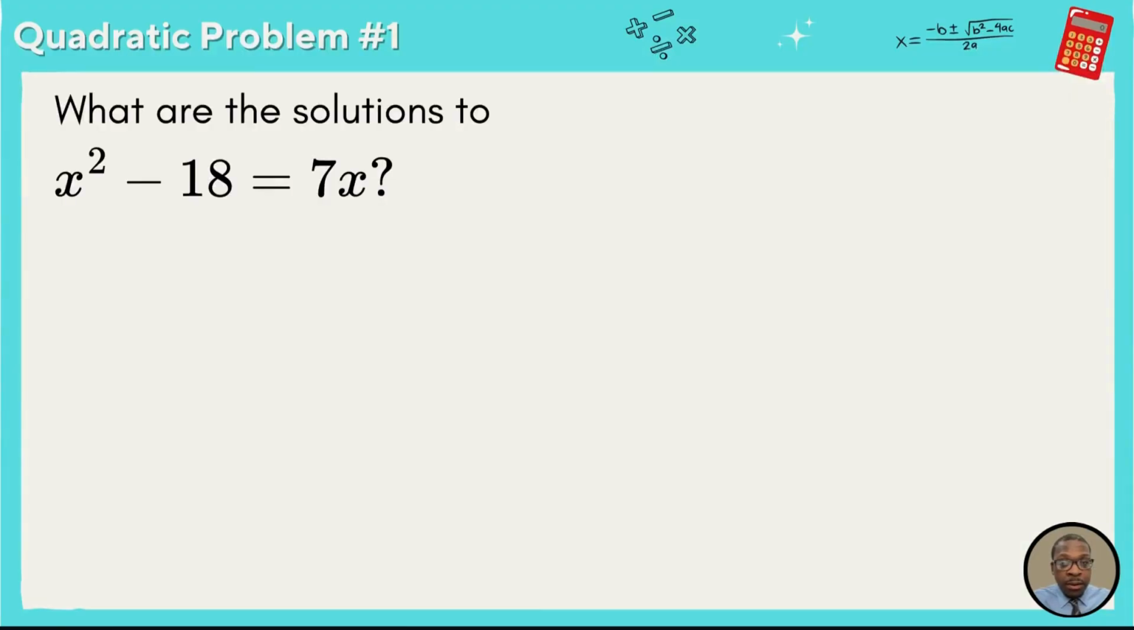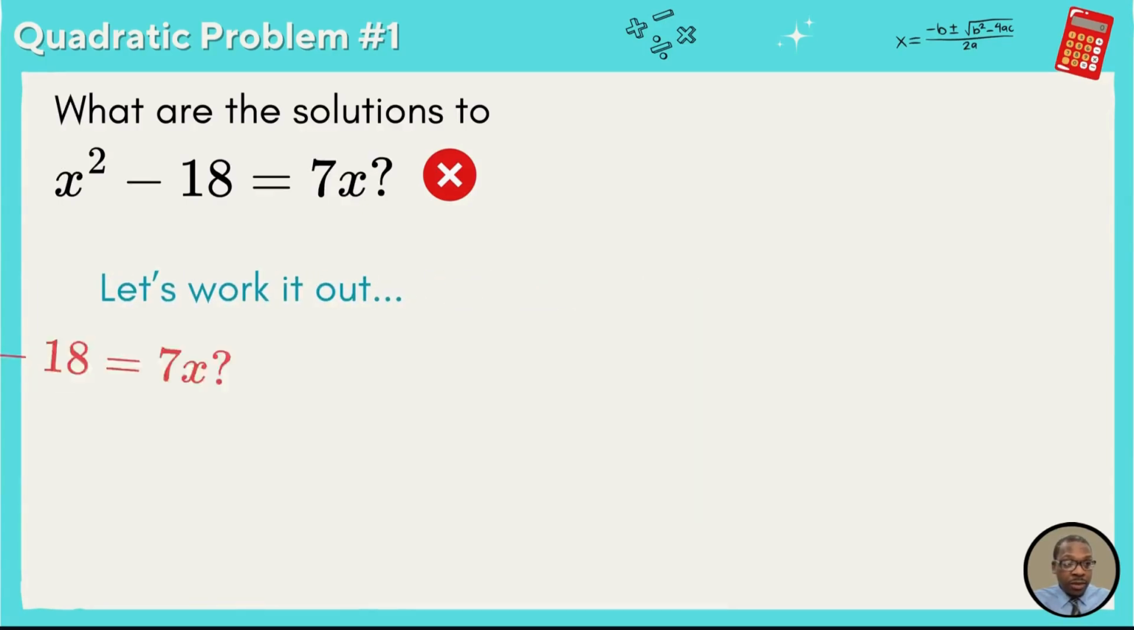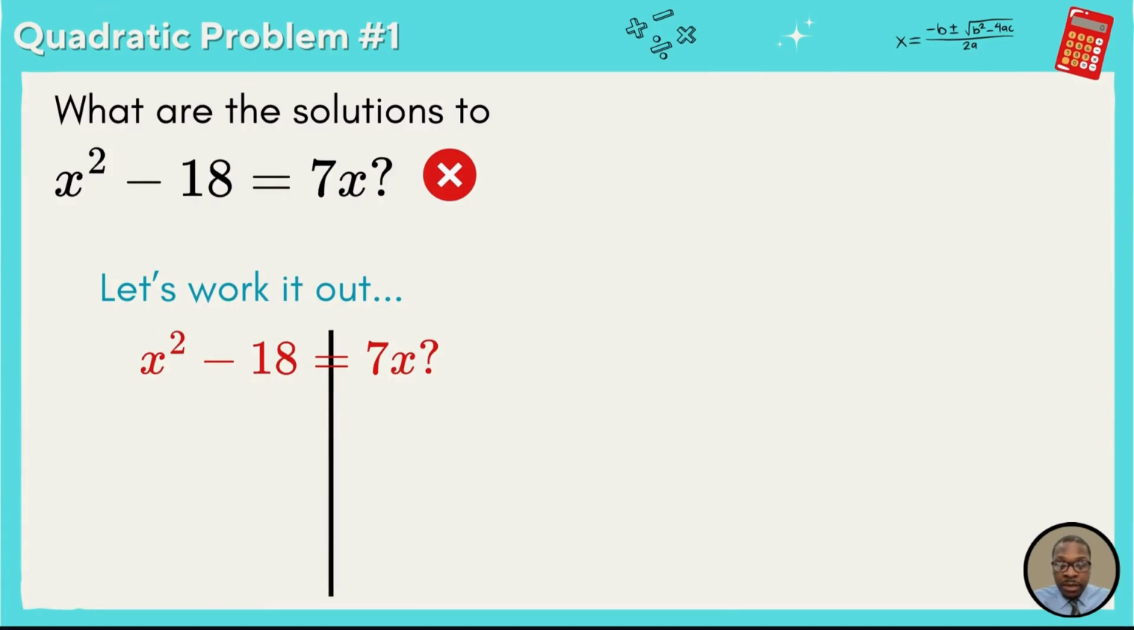Okay, let's look at two problems. What are the solutions to x squared minus 18 equals 7x? That is not equal to 0. So right now, we cannot solve it the way it looks, but we can if we just move a couple things around. We have to make one side equal to 0. So if I simply move the 7x and put the opposite on both sides, I can cancel that out and get a 0 on one side.